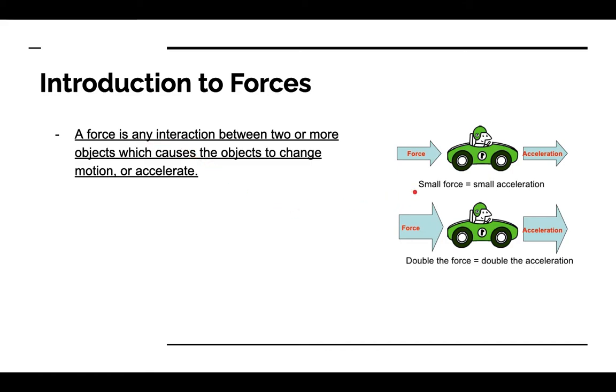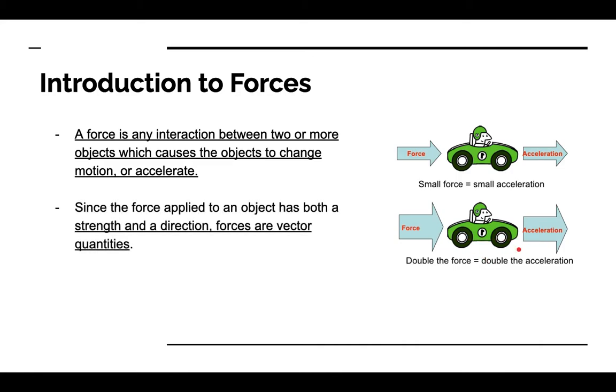There's a direct correlation between forces and acceleration, specifically that the larger the force you apply, the larger the acceleration your object will have for a given mass. In this case, if we double our force, we're going to subsequently double the acceleration of our green car. Since the force applied to an object has both a strength and a direction, forces are vector quantities. So not only can we double the force here, but we can also apply force in different directions. Here we're applying it to the right, but there could be a case where we apply force to the left, thus causing our car to accelerate backwards.